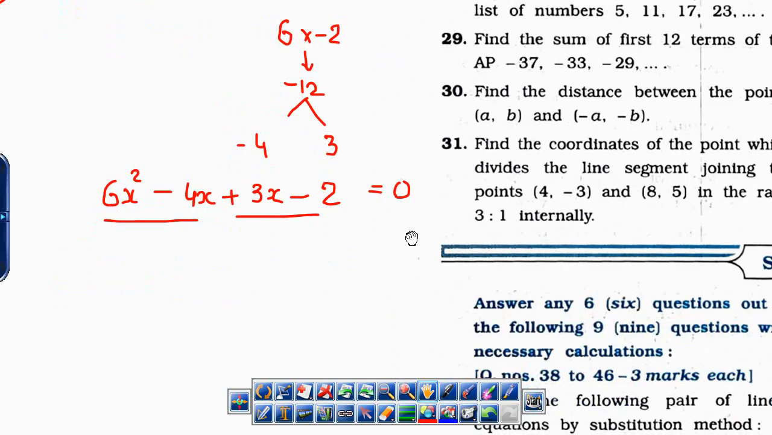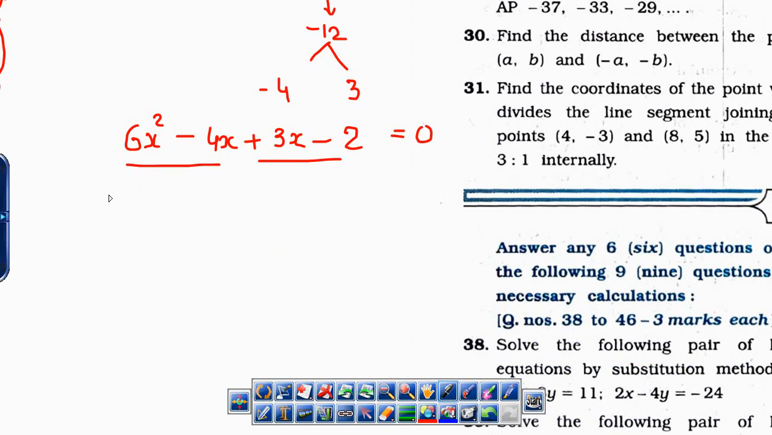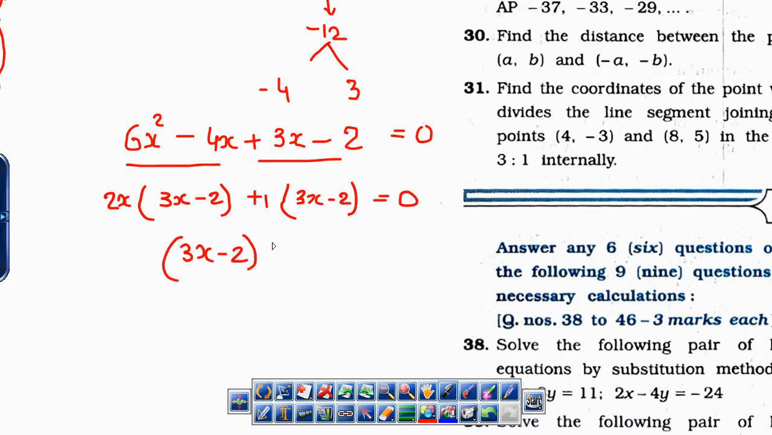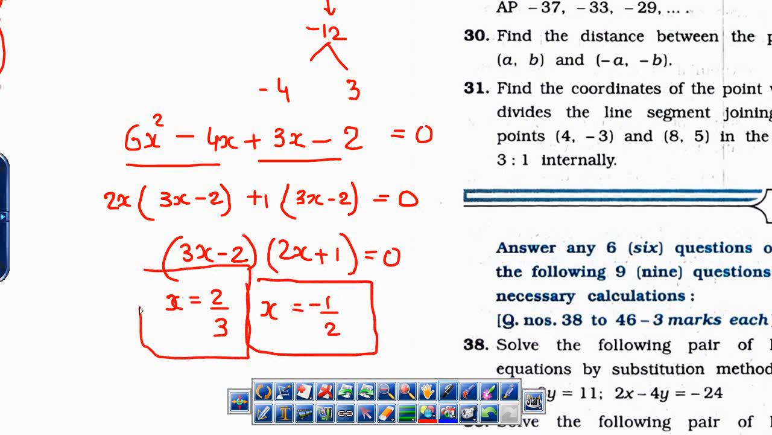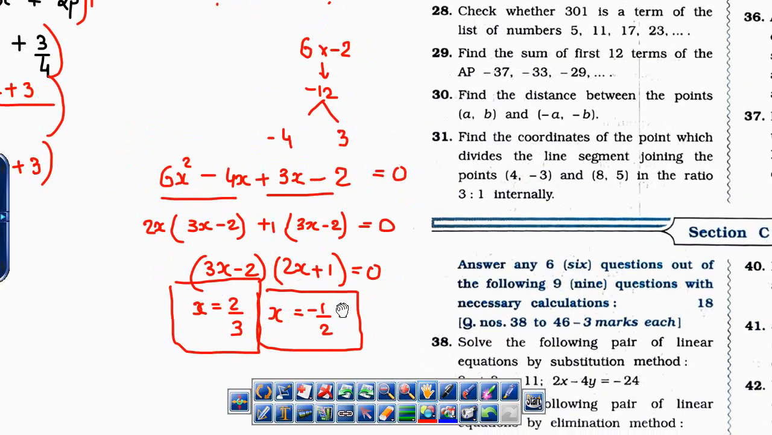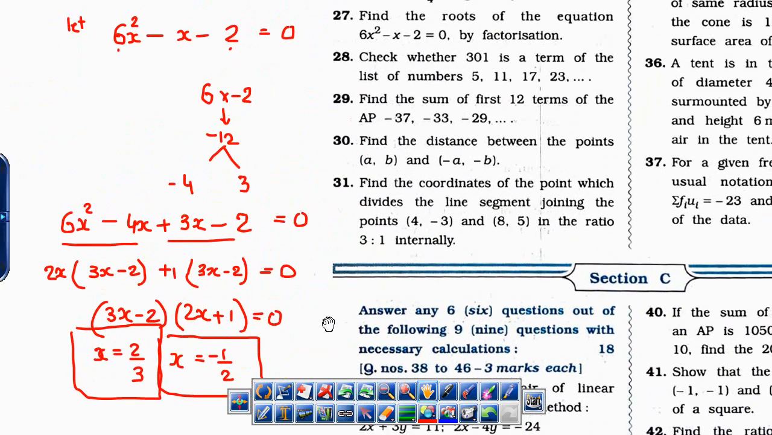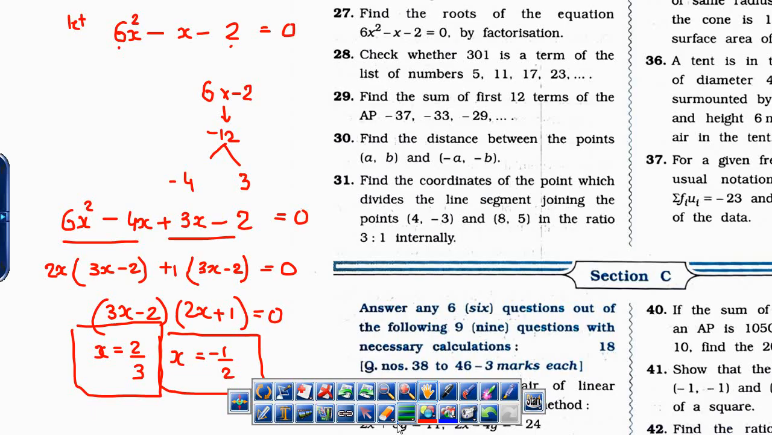Underline and you are back in 8th standard. 2 साल पहले ये सीखा था कैसे करना है. 2x common 3x minus 2 plus 1 common 3x minus 2, and therefore the two factors are 3x minus 2, 2x plus 1, and therefore the two zeros are 2 by 3, minus 1 by 2. The middle term splitting is called factorization method to find the zeros of the polynomial. This was sum number 27.